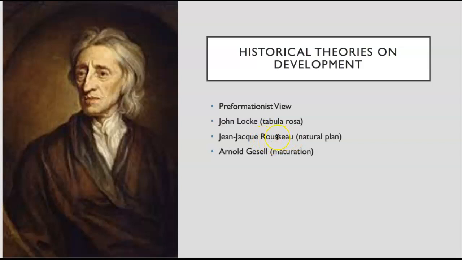Now, Rousseau believed that children were not little adults and that they were not blank slates, but rather he believed that they were born and develop according to a natural plan. And then finally, Arnold Gesell proposed that we have development occurring as a result of maturation. A child's development is governed by genes that activate the different changes that occur during the developmental process.